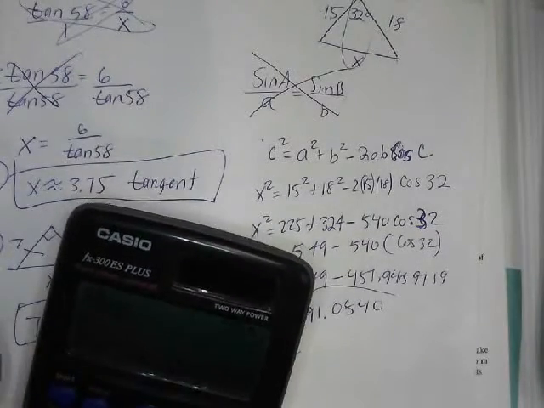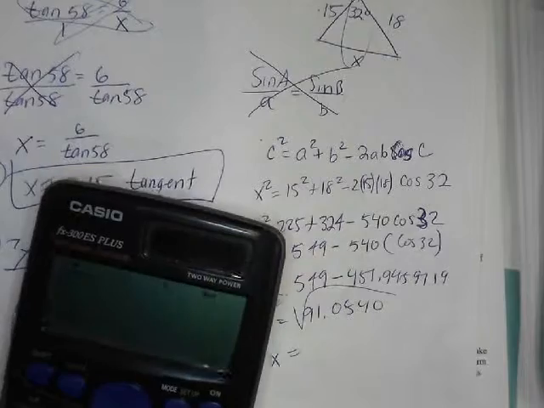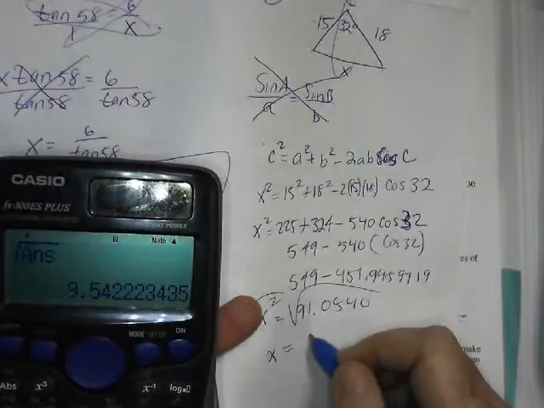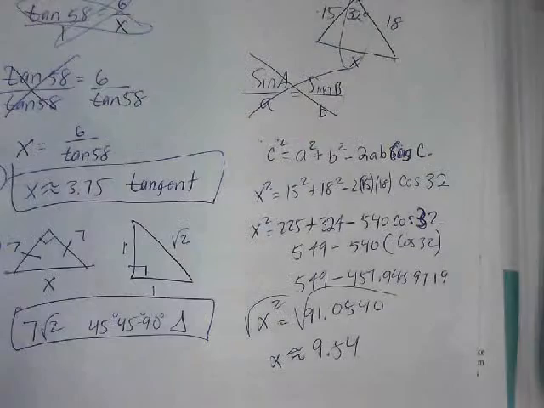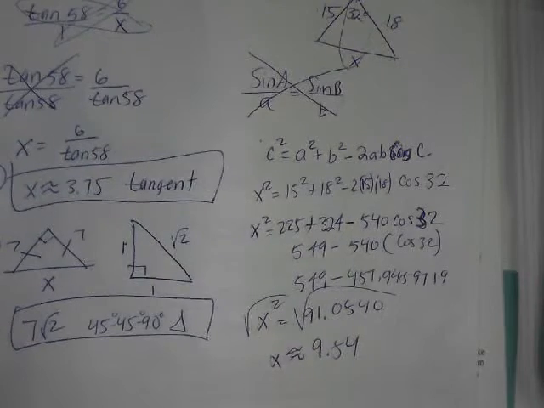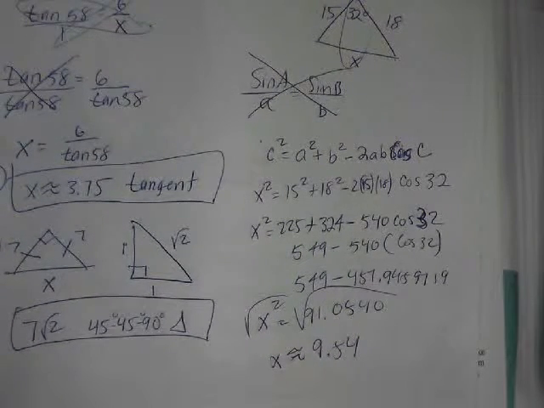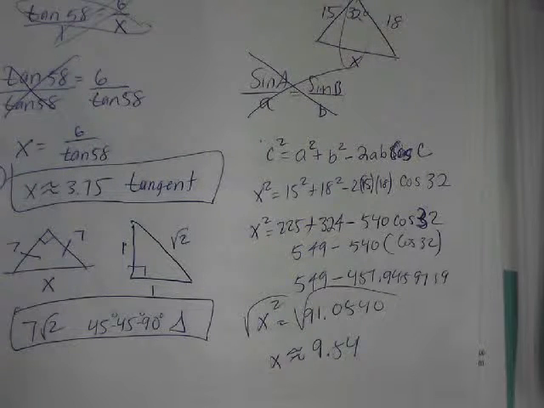9.54. Yes, you're right. 9.54-ish. Okay. And then if you look at the triangle, I think that's a decent answer. I don't think that it's wrong. And it's right. And you have to write what you did. So write law of cosines.